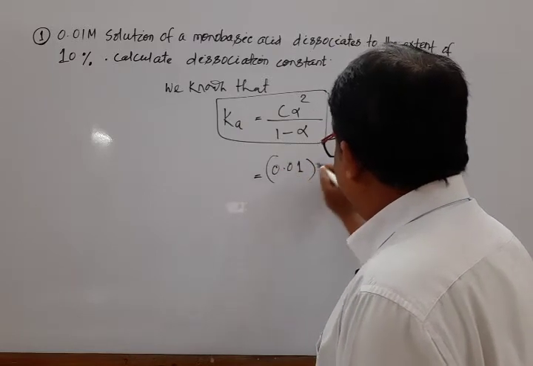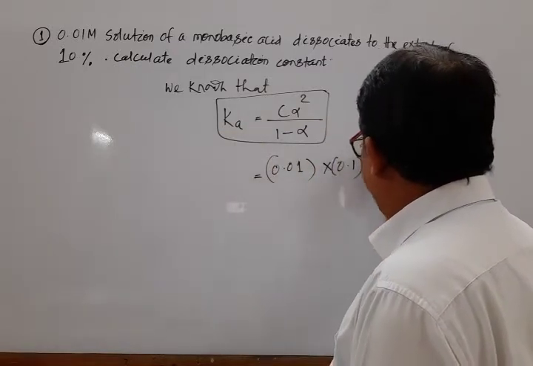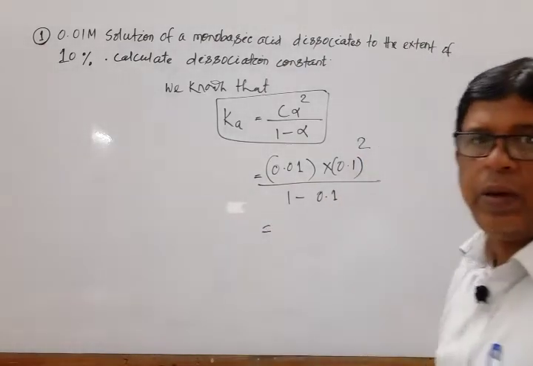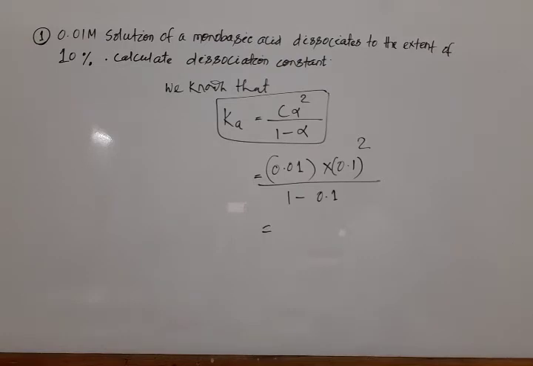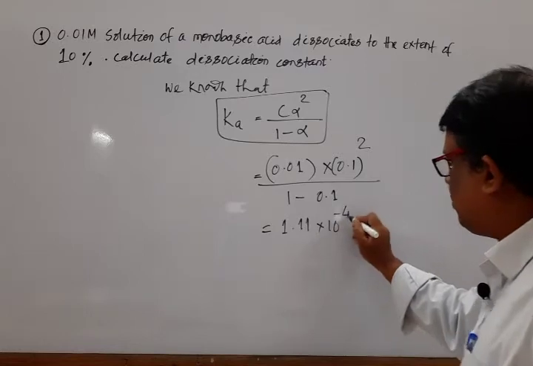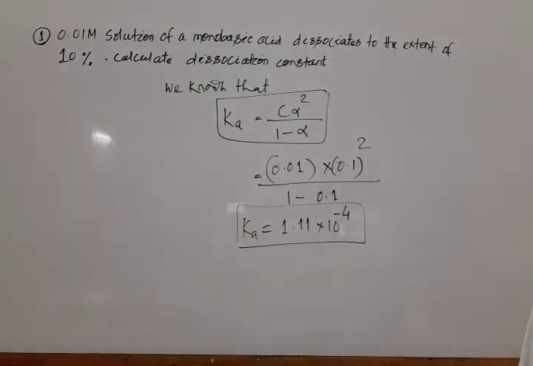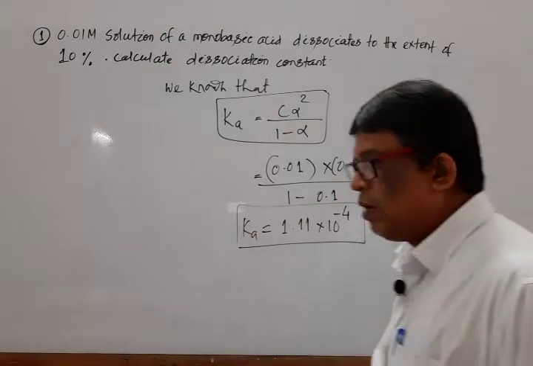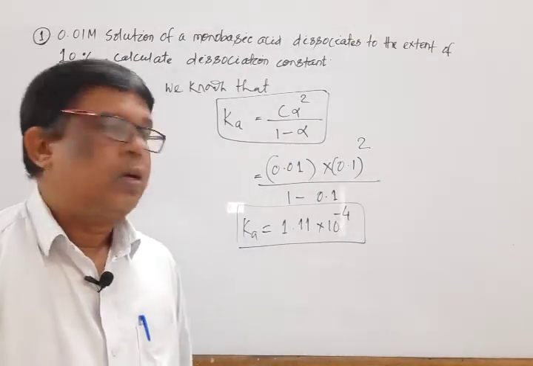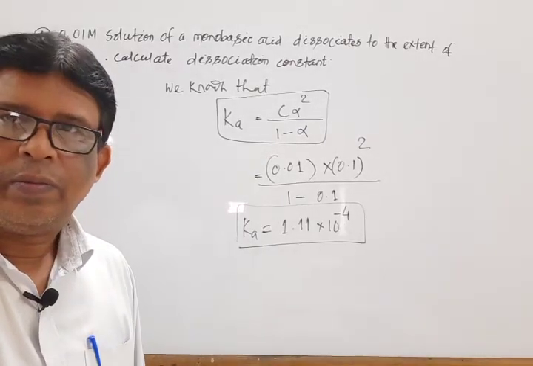Okay, by putting this value, C is given, that is 0.01, into alpha, that is dissociated 10%, means 0.1 square by 1 minus 0.1. On solving this value, the expected answer is 1.11 into 10 to the power minus 4. This is the dissociation constant for the weak acid, 1.11 into 10 to the power minus 4. It is a little idea about the problem based upon the Ostwald dilution law.